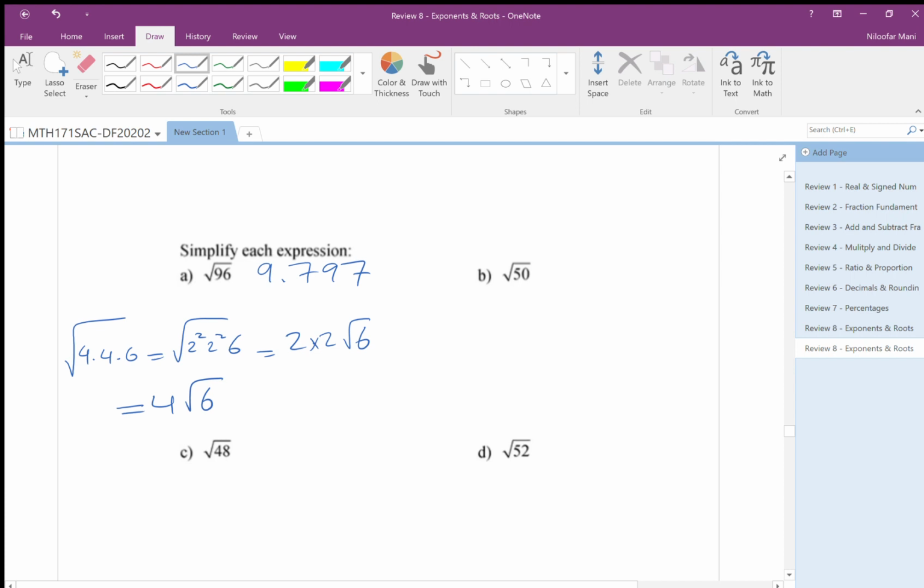Radical 50. Okay, I divide by 4, doesn't work. I divide by 9, doesn't work. I divide by 16, doesn't work. I divide by 25. So 25 times 2, which is 5 squared times 2, which is 5 radical 2. Radical 2 doesn't come out. What happens if I use my calculator? The answer is just a decimal.